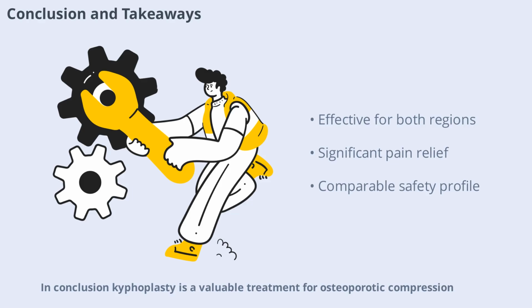Conclusion: kyphoplasty is a valuable treatment for osteoporotic compression fractures in both the thoracic and lumbar spine. The procedure offers significant pain relief, restores vertebral height, and has a manageable risk profile. While some technical challenges exist, especially in the thoracic region, outcomes are generally comparable. As research evolves, clinicians can continue to refine their approach and provide the best possible care for patients with spinal fractures.